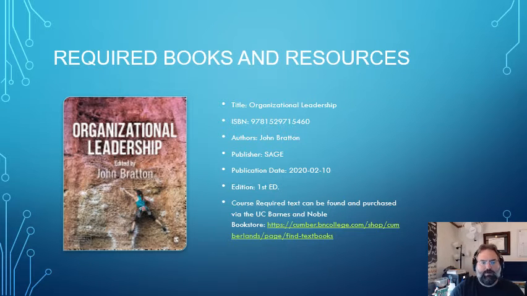You have one required text for this course, Organizational Leadership by Bratton. You can locate it in the course or in the college library at cumber.beincollege.com and then find the textbook. And you want to look for this version, first edition of Bratton.